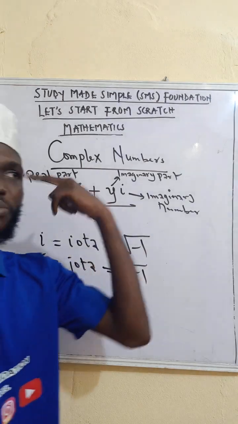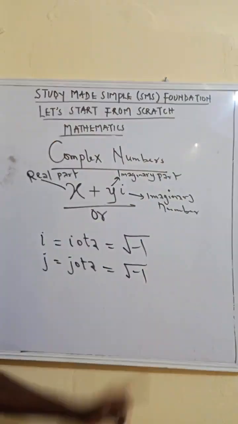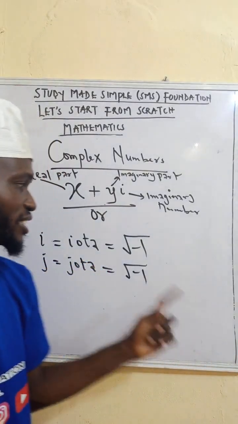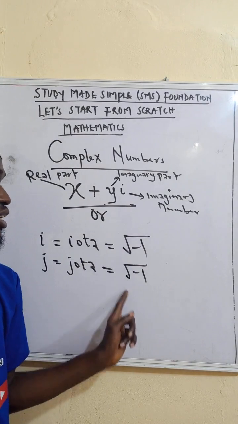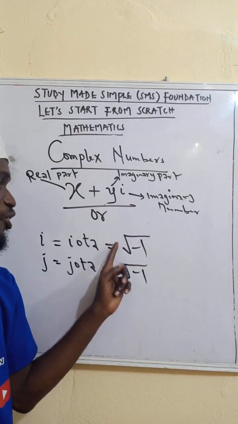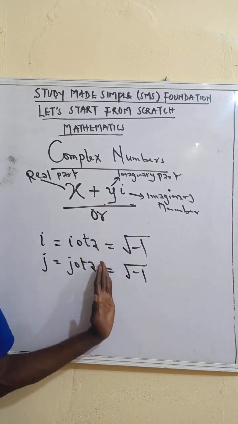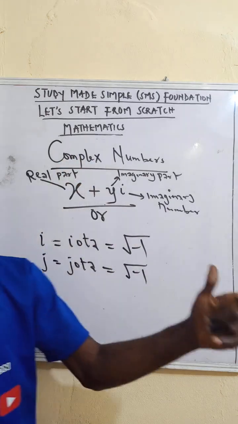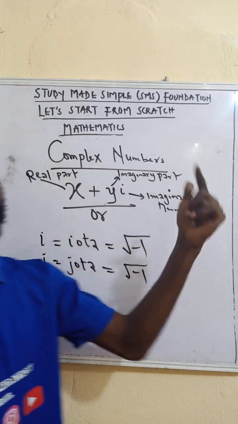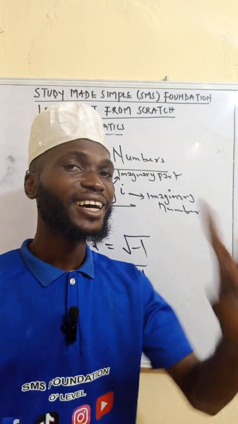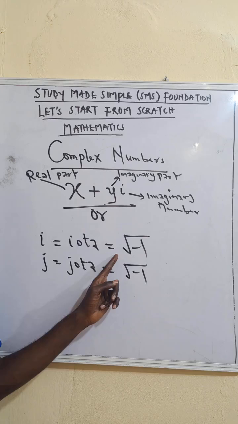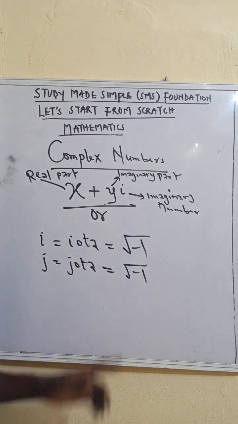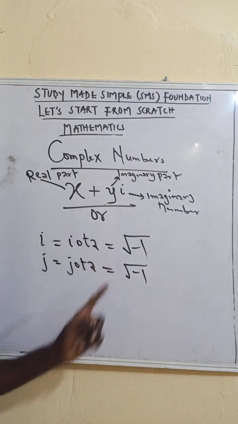So it is something that we imagine, because the solution of some quadratics will lead to this kind of number. How do we handle them? We cannot handle them in the real number system. We need to handle them in the complex number system. That's what i is talking about. So that's what makes it an imaginary number.